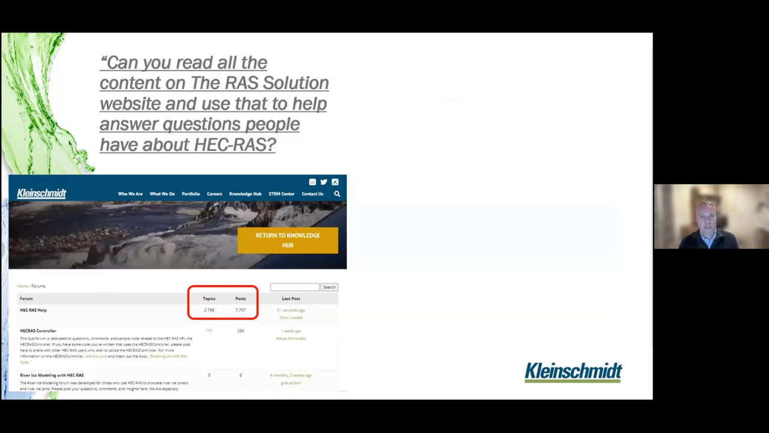So here's some of the questions that I have. I mentioned this earlier, but I'm a HEC-RAS modeler. I have a forum and a blog called The RAS Solution. And the forum on that blog has many thousands of posts on it already. There's a lot of articles there, and people use it as a resource to find things.